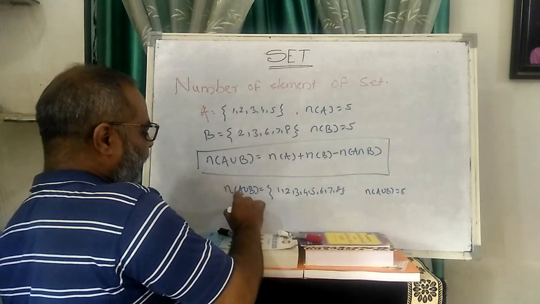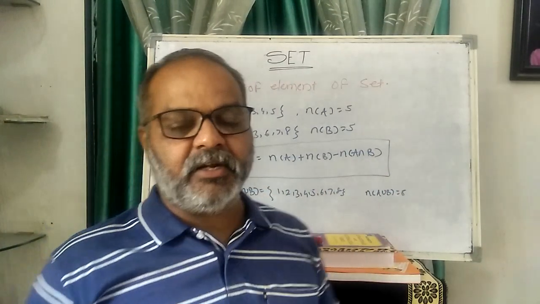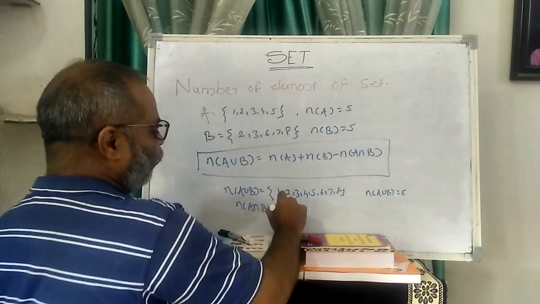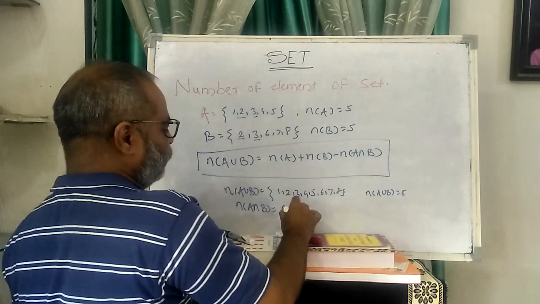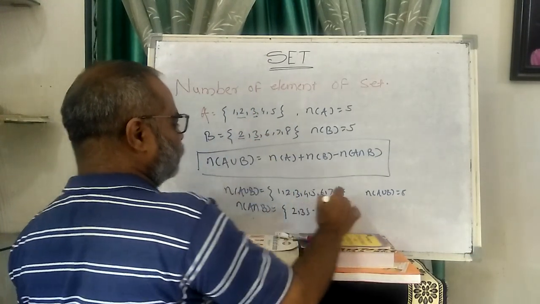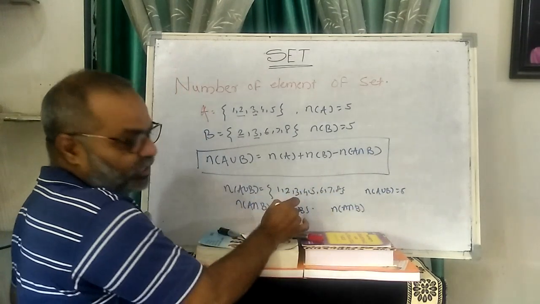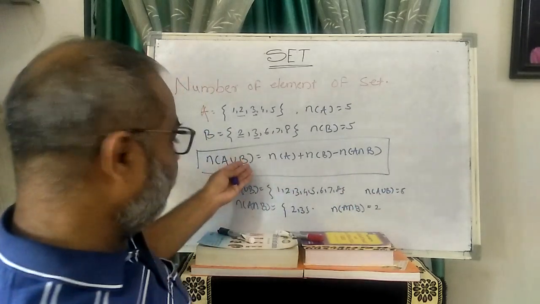Now I find n of A intersection B. What is the meaning of intersection? Intersection means only the common elements present in both sets. I take only those common elements. So which elements are common? 2, 3. So here is 2, 3. So what is n of A intersection B? How many elements are present? Here it is 2. Okay.